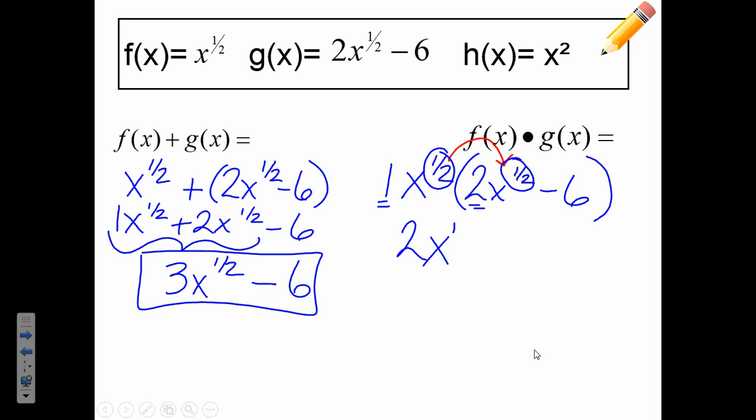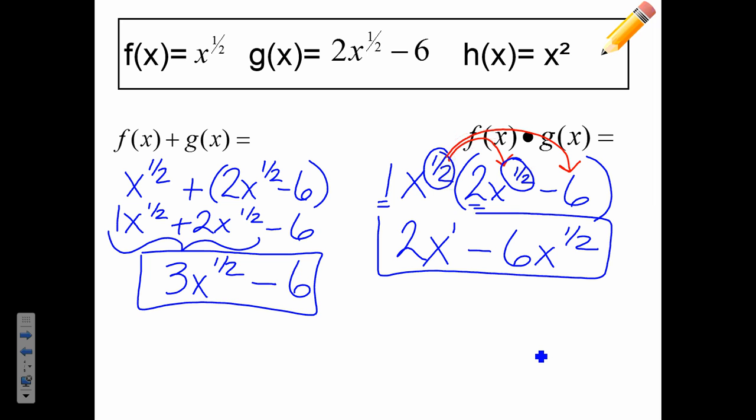Now we need to distribute the x to the 1/2 in front times the -6. Well, that would just give me -6 x to the 1/2. So there's my simplified expression for f of x times g of x. Okay, let's keep going with some more examples.